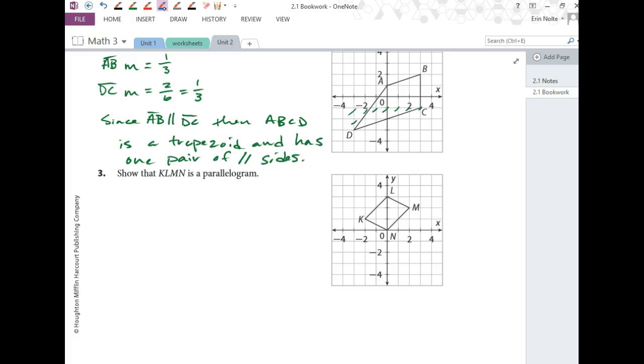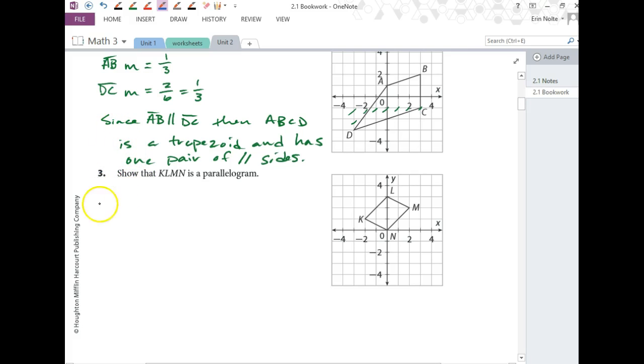Okay, so for question 3, they're now asking us to show that the figure is a parallelogram. Okay, so by definition, what must be true about a parallelogram? 2 sets. Right. Okay, so this time we need to show that 2 of the sides are parallel to each other, 2 pairs of them. Okay, so where should we start? Yep, we're still finding slopes. So what side do you want to start on?